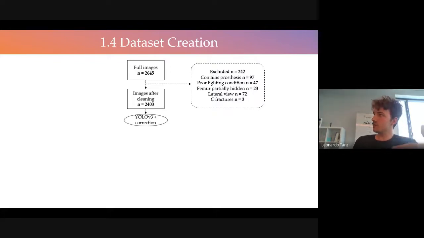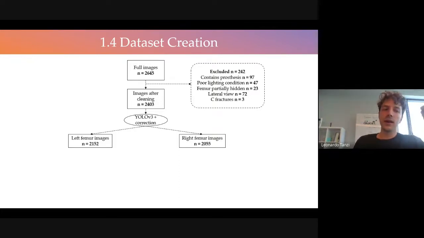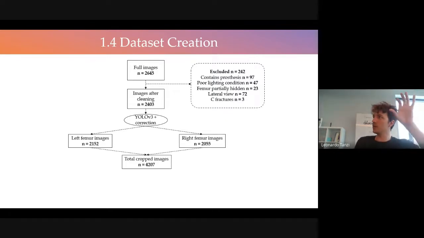After cleaning, we end up with this number of images, and then we train an object detector, a YOLO network, to detect the two different heads of the femur, so left and right femur. After this, and after some correction, because of course it wasn't perfect, we extract approximately 2,000 images of the two femurs, and we flipped one of them, if I remember correctly the right one, and we ended up with more than 4,000 cropped images.